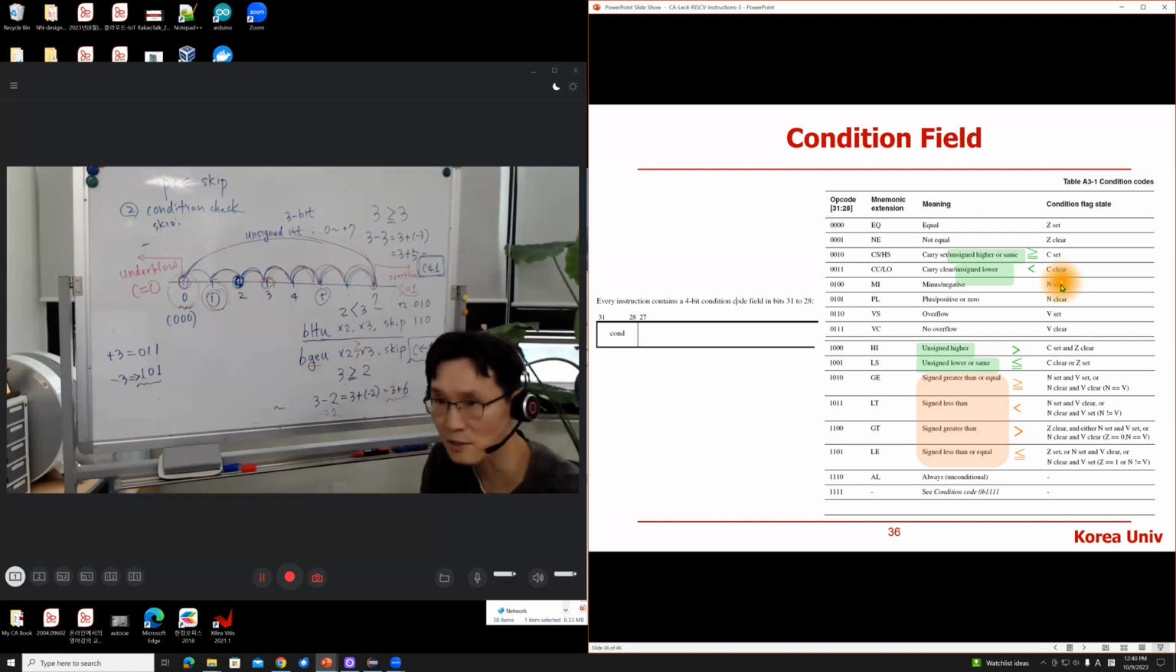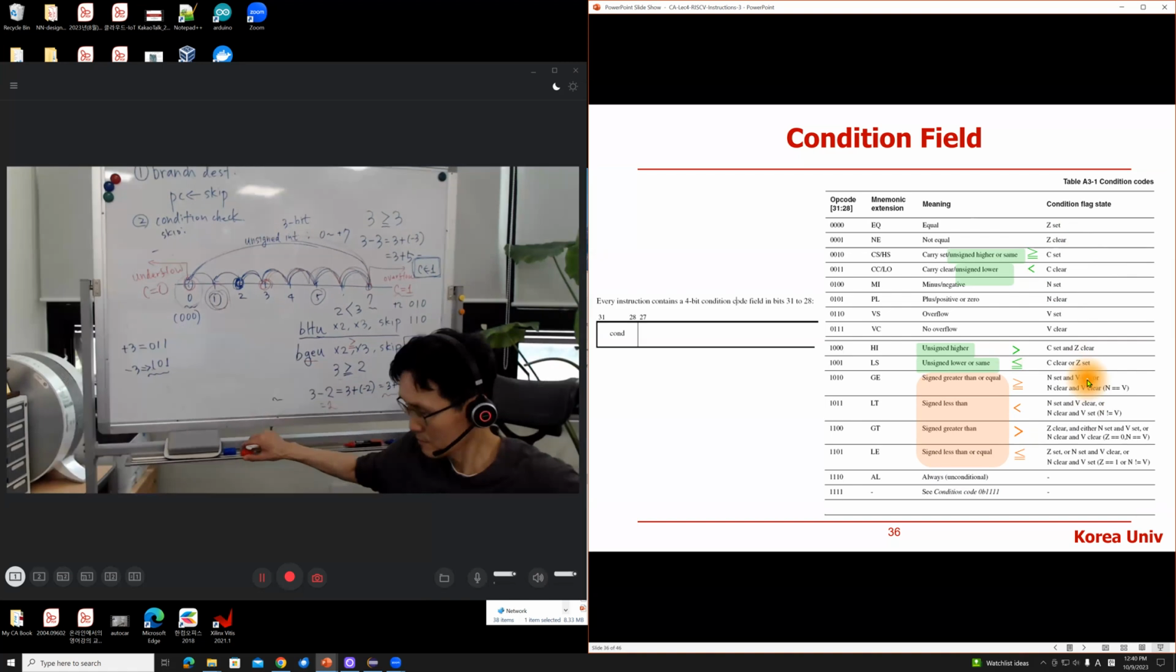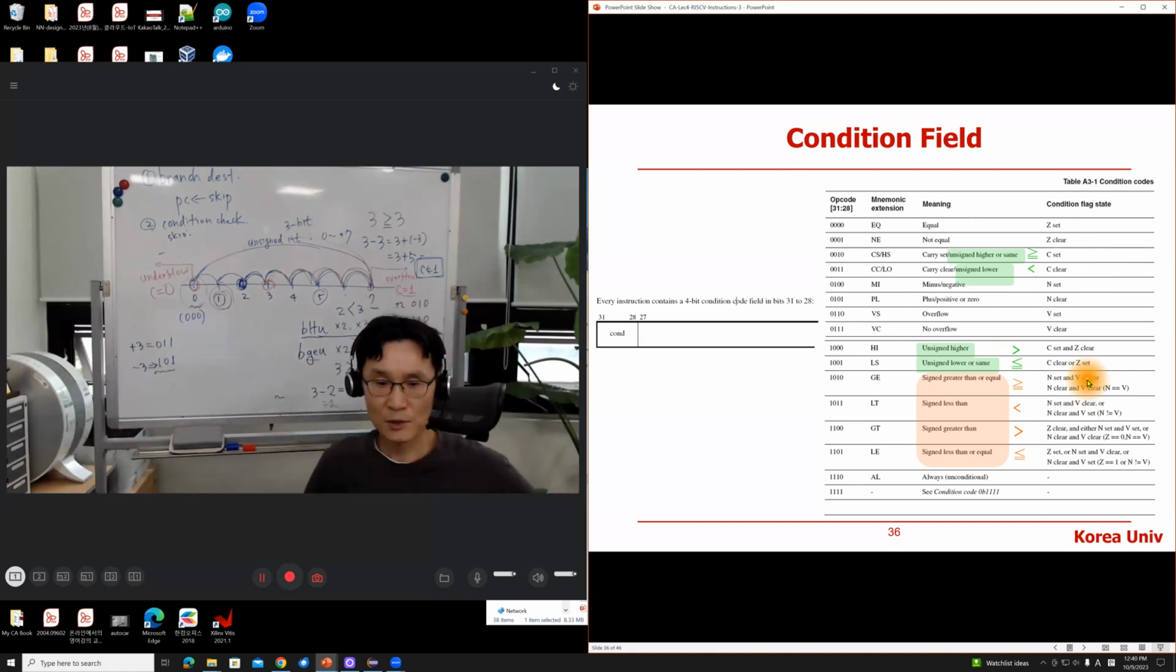Okay, so this is the one. So in this way, you can check the condition for unsigned numbers, right? But the signed number comparison is a little complicated. So I'd like you to think about that. For signed number comparison, we are using what? Overflow flag, V flag, right? What is the V flag? Check it out.